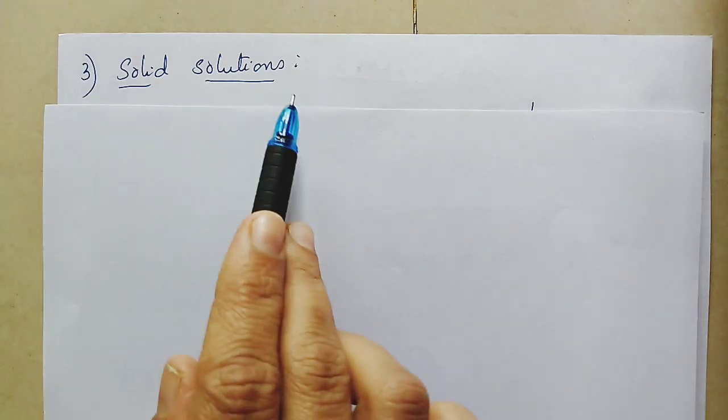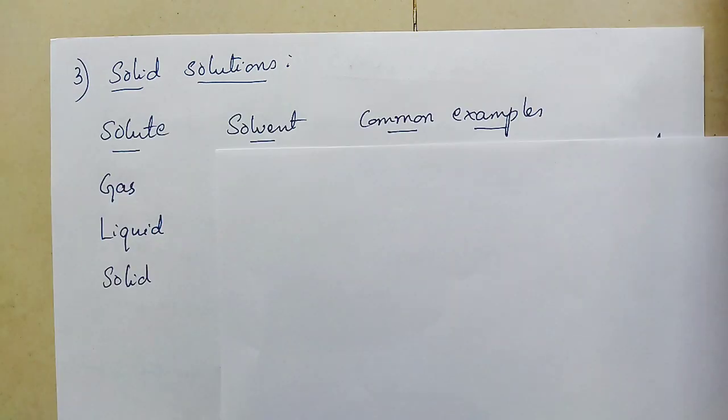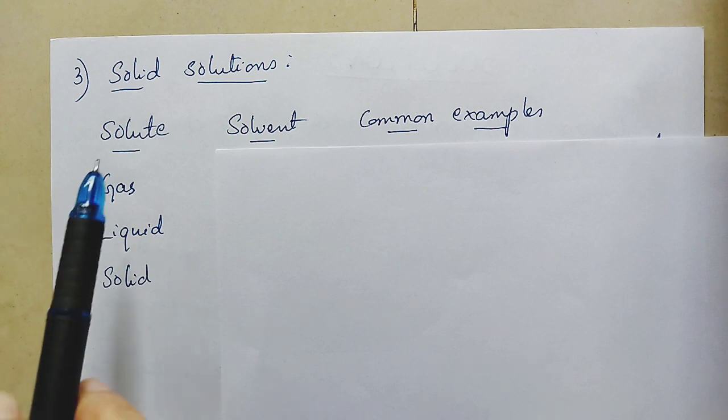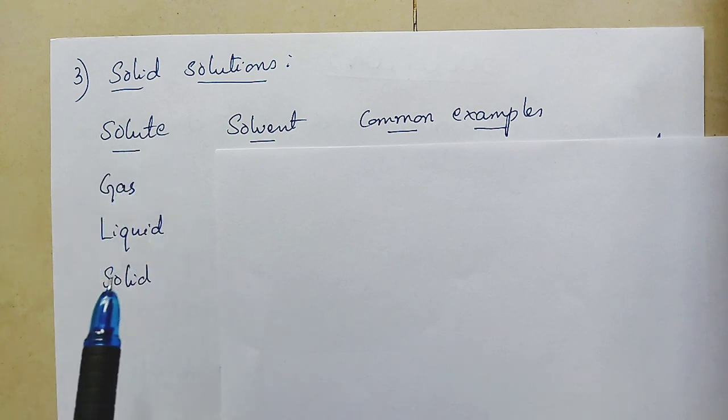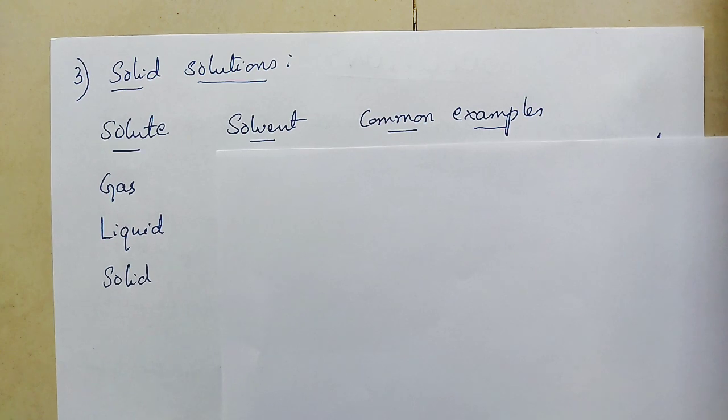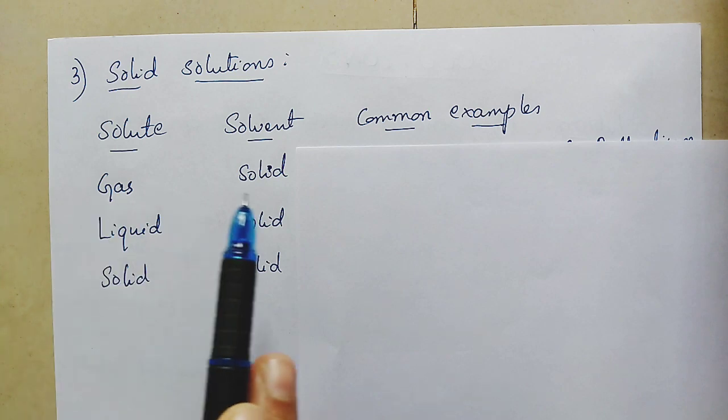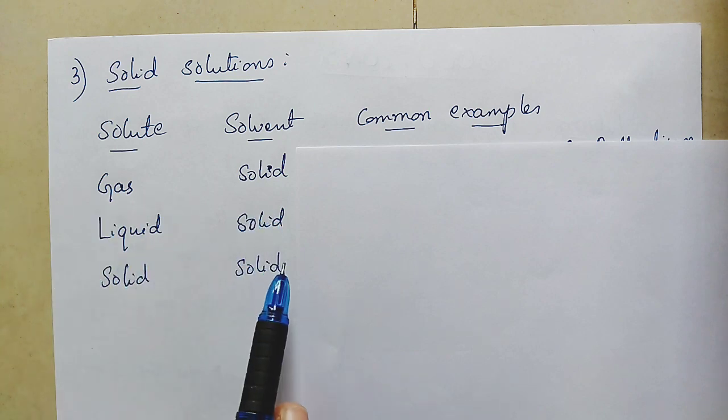Finally, we have solid solutions. Just like the previous two systems, here also the solute could be a gas, liquid or solid. But the major component, that is the solvent, should always be a solid only. So we can have gas dissolved in solid, liquid dissolved in solid, or solid dissolved in solid.